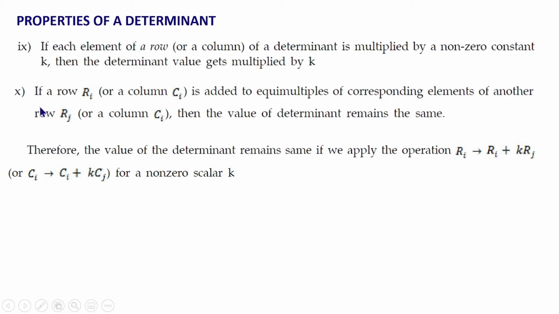The next property: if a row Ri or a column Ci is added to equimultiples of corresponding elements of another row Rj or column Cj, then the value of the determinant remains the same. That is, if we apply the operation Ri changing to Ri plus k into Rj, or if we apply the operation for column Ci changing to Ci plus k into Cj, where k is some non-zero scalar, then the value of the determinant remains the same. This property is very useful when we want to evaluate determinants.